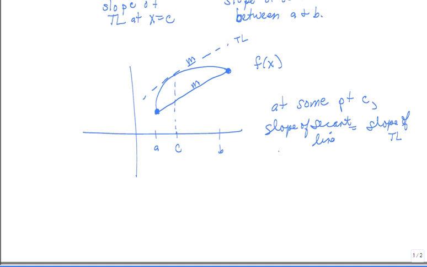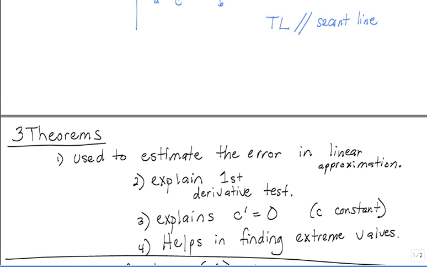Okay, but that's saying the tangent line is parallel to the secant line. If the slopes are the same, you have parallel lines. All right, but that's a good illustration too with the distance and the time. All right, let's look at an example.